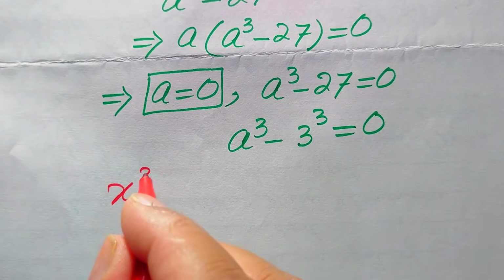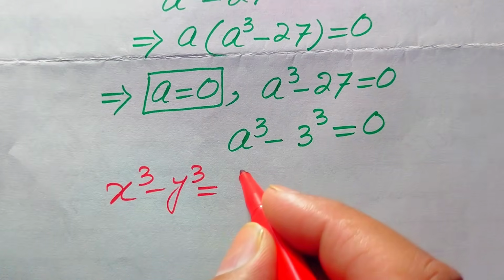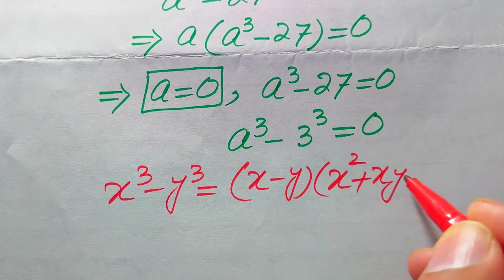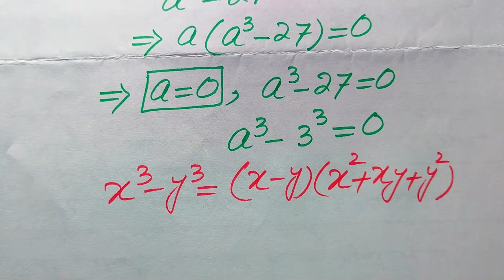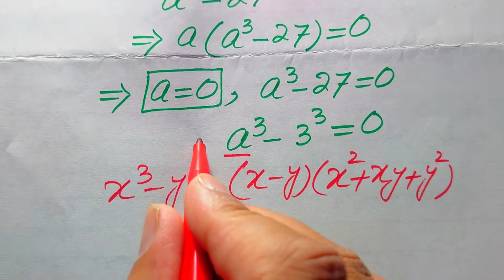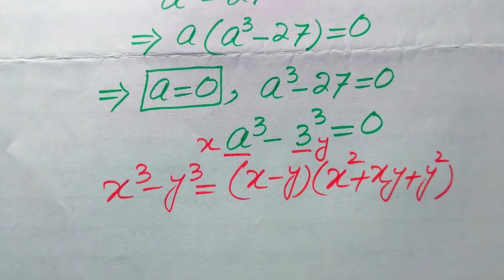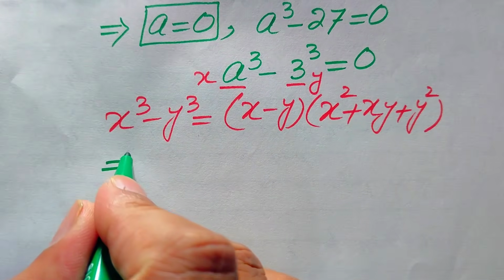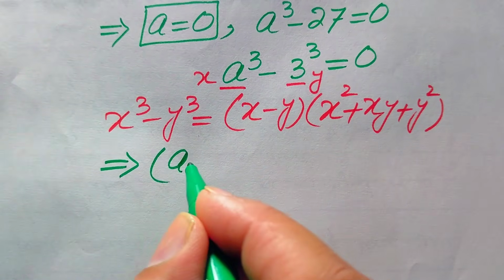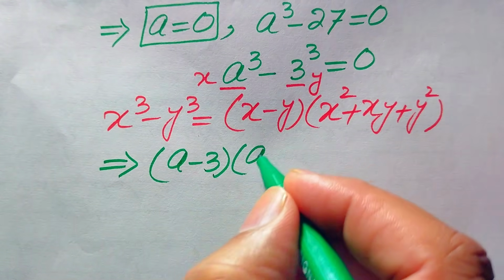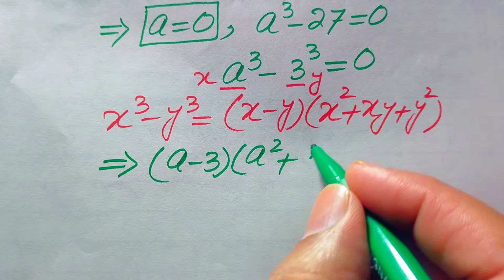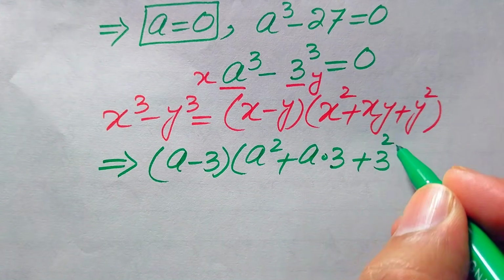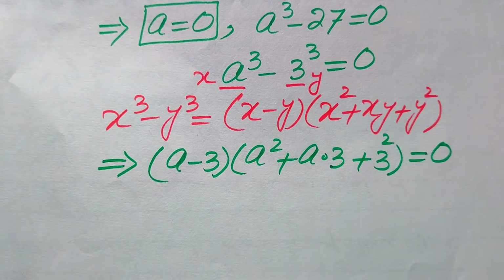You know that x cubed minus y cubed is equal to x minus y times x square plus xy plus y square. So according to this, you see here the base of this term is our x and the base of this term is our y, and we just substitute the values of x and y into the formula. After substituting these two values, it will be written as a minus 3 times a square plus a times 3 plus 3 square, and this whole equation is equal to 0.